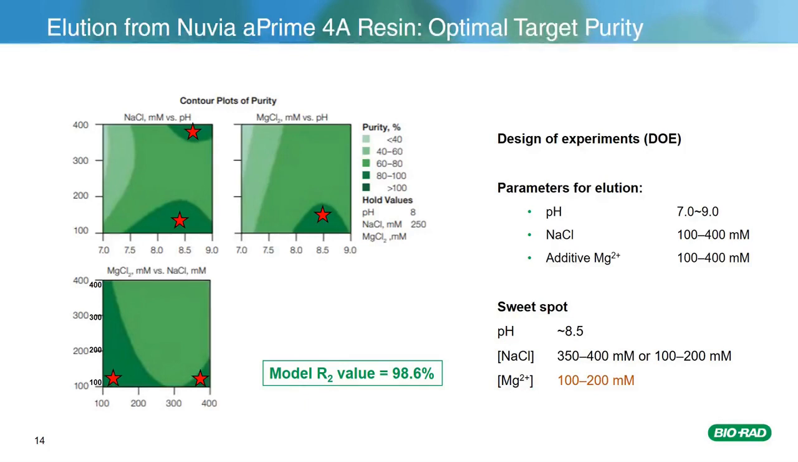At this pH, high purity of target can be achieved at 2 spots for sodium chloride, from 100 to 200 millimolar or 350 to 400 millimolar. The magnesium chloride concentration should be no more than 200 millimolar at pH 8.5 in order to have a target purity at 80%.